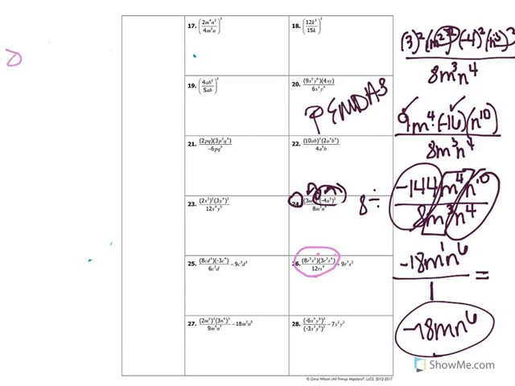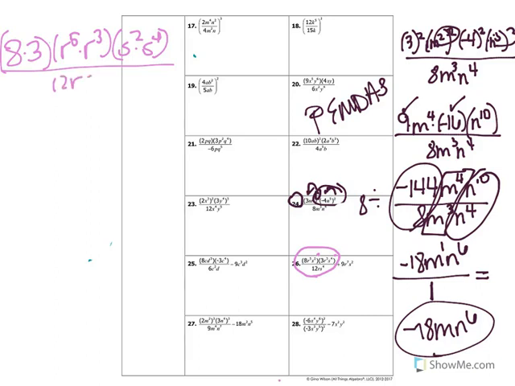So I want to bring all my like terms together. I'm going to take 8 times 3. I want to take r to the 5th times r to the 3rd. Okay, I'm breaking apart my parentheses. And remember, I can do that because we're in multiplication. The commutative property allows me to do that. I have s to the 2nd times s to the 4th. Okay, and this is all over 12r s to the 4th.